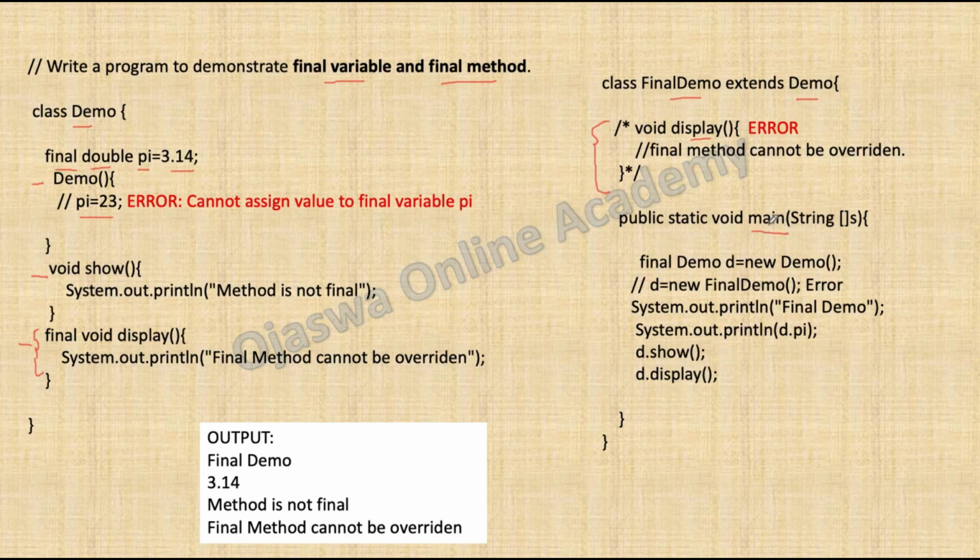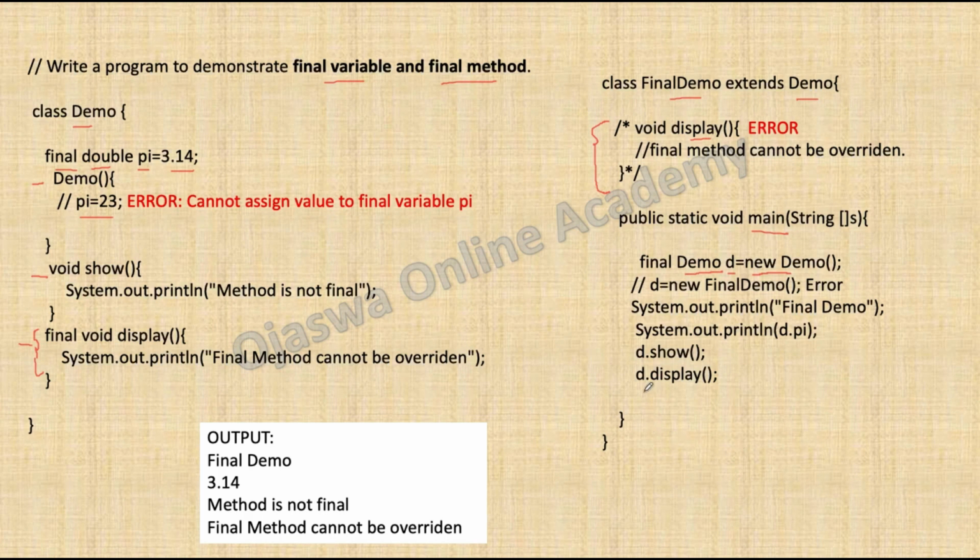Then we have main method. Here the first statement is object creation. We are creating object of type demo, reference variable is D, and we have assigned new object to reference variable D. So inside the memory, what will happen? As usual, reference variable D will be allocated memory inside the stack memory area and the actual object will be created on the heap memory area.